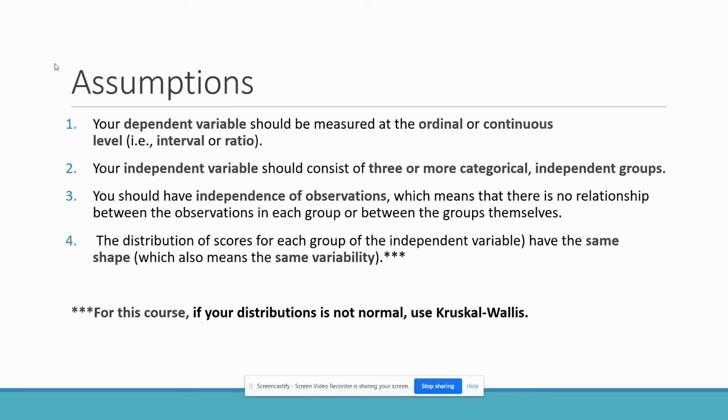Okay, so your assumptions are: your dependent variable should be measured at the ordinal or continuous level. Your independent variable should consist of 3 or more categorical independent groups. You should have independent observations, which means there's no relationship going on between the groups. And the distribution of the scores of each group of the independent variable should have the same shape, which means basically the same variability. Again, we're not going to worry about that much in this class. We're just going to worry about if your distributions are non-normal, we're going to use the Kruskal-Wallis test.